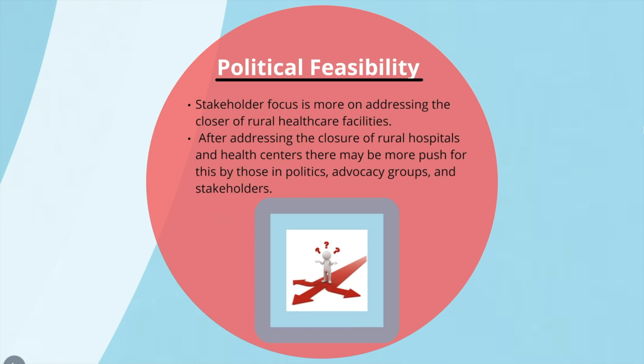With the closure of many rural hospitals and health centers across the United States, this initiative could go together in tandem with addressing this issue in policy, or it could be completely overshadowed by more pressing issues. Many of the stakeholders that would be pushing the issue of rural residency programs for health professionals have a greater focus on addressing the closure of those rural hospitals and health centers. With generally lower levels of coverage on this issue, it puts less emphasis politically on this policy. After addressing the closure of rural hospitals and health centers, there may be more of a push by those in politics, advocacy groups, and stakeholders.